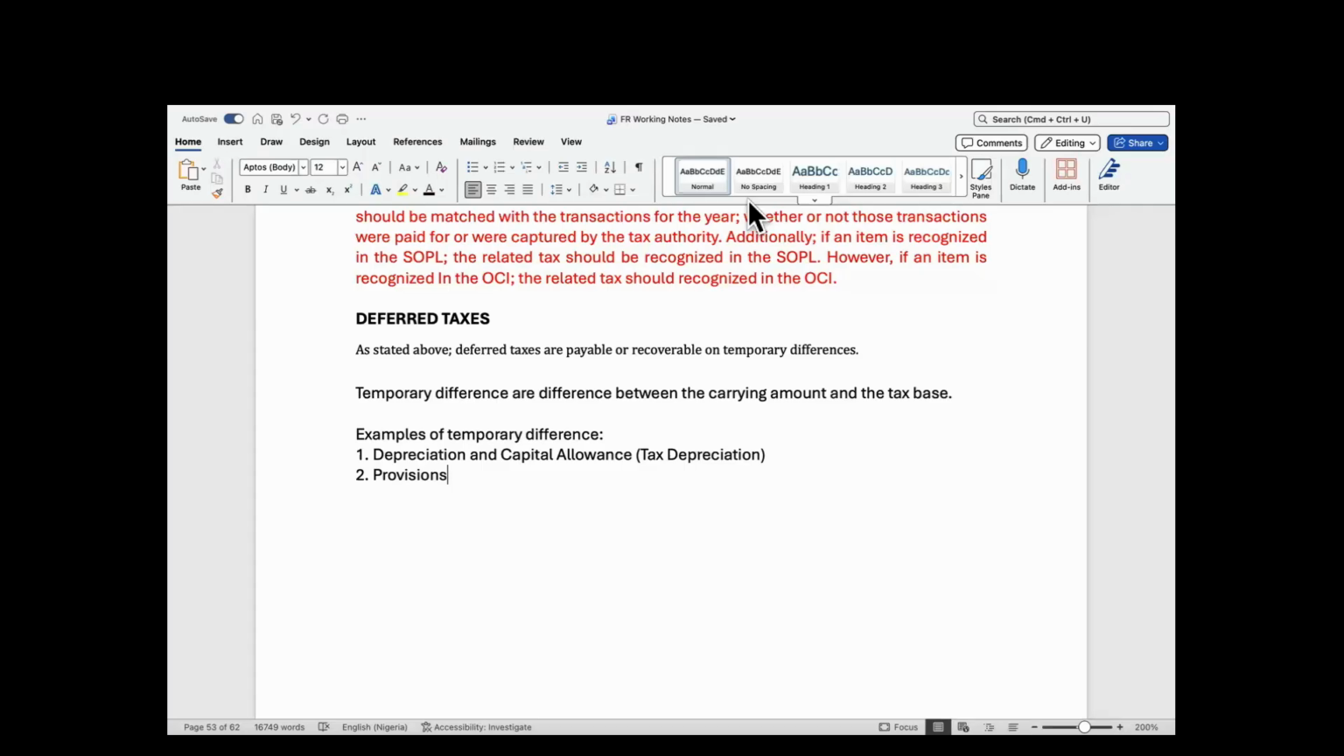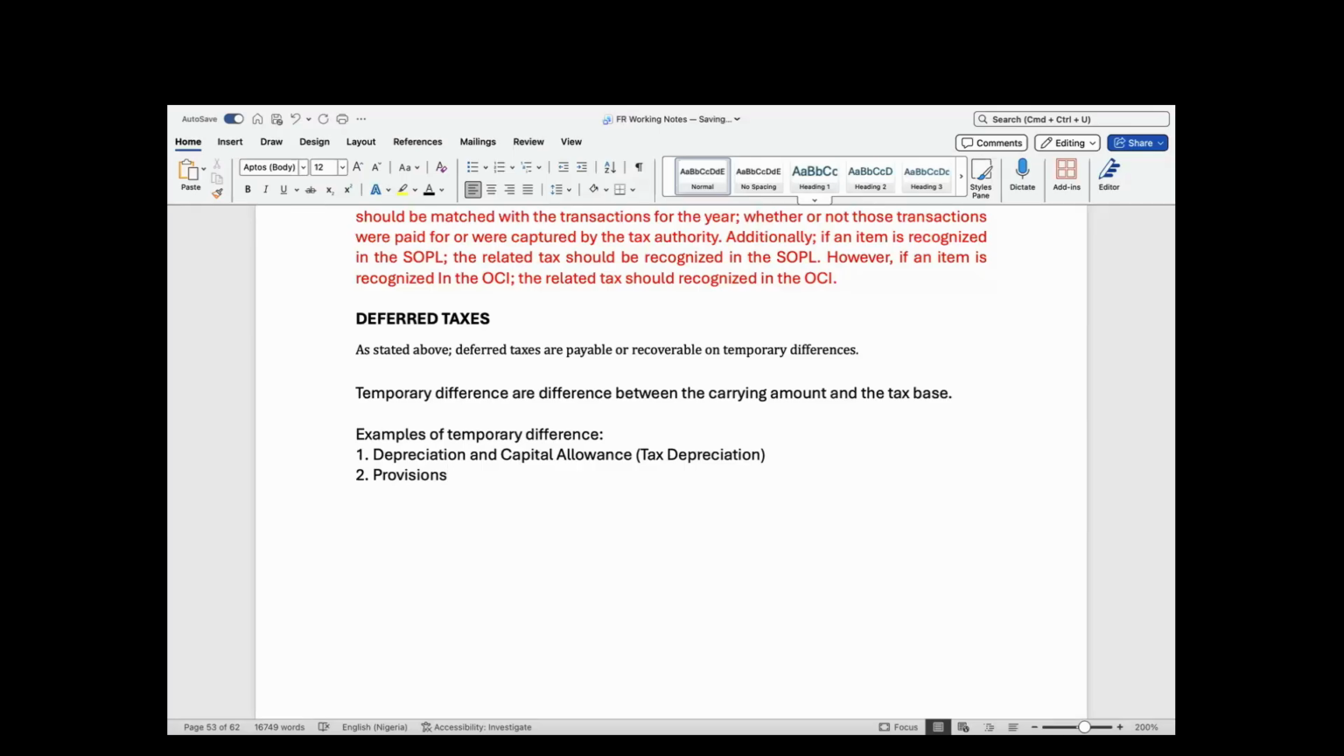But if at the end of the day you then pay it, that provision you made last year, maybe in a subsequent year you now paid it, the taxman can then allow it. So that's a temporary difference in the sense that we have captured it in our books this year, but the taxman will not capture it until you have actually paid for it. So I'm capturing it this year. The taxman is going to capture it much later in the future, in another year. That's a temporary difference.